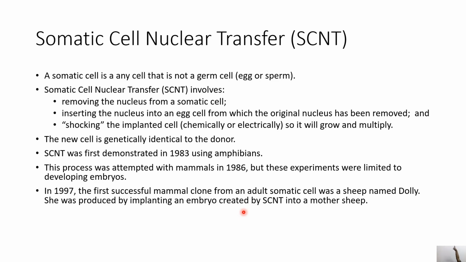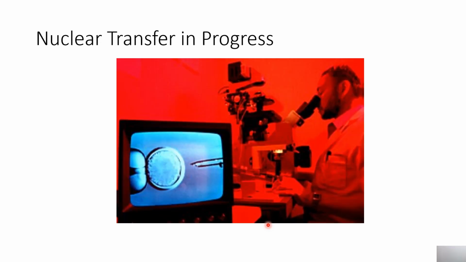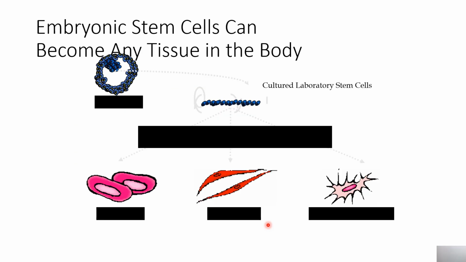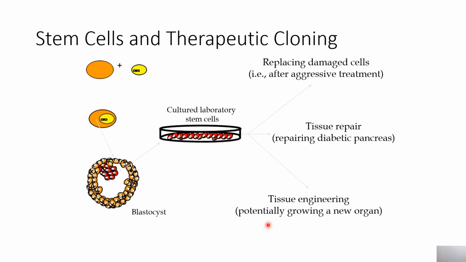This technology was first demonstrated in 1983 using amphibians, and this process was attempted with mammals in 1986, but the experiments were limited to developing embryos. Later, the first successful mammal clone from an adult somatic cell was a sheep named Dolly. She was produced by implanting an embryo created by SCNT into a mother sheep. Embryonic cells can become any tissue in the body, right?